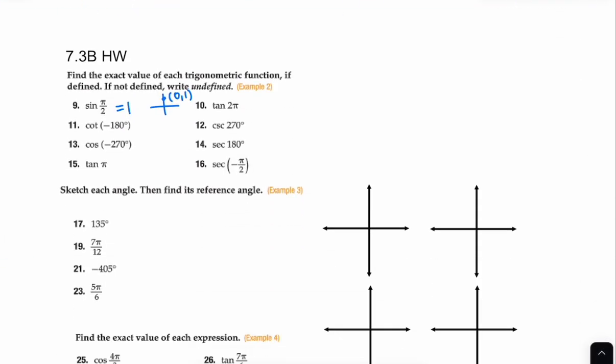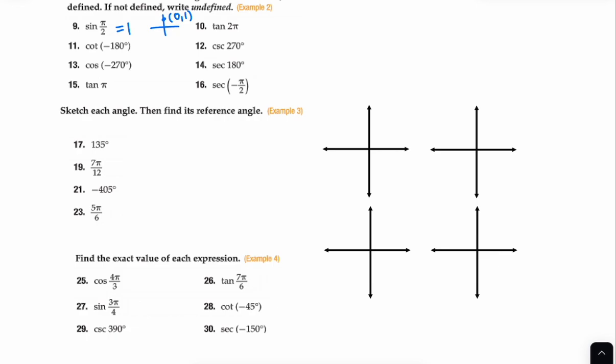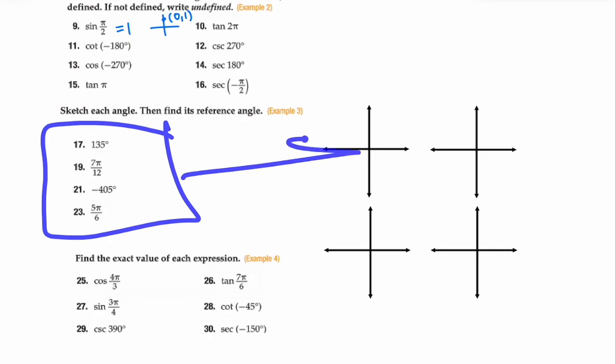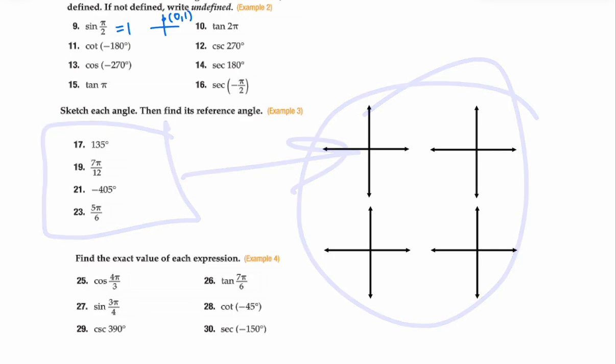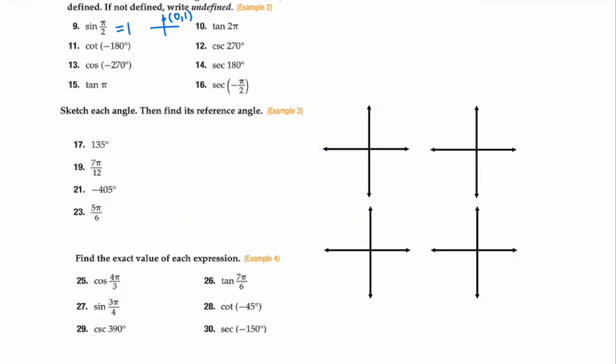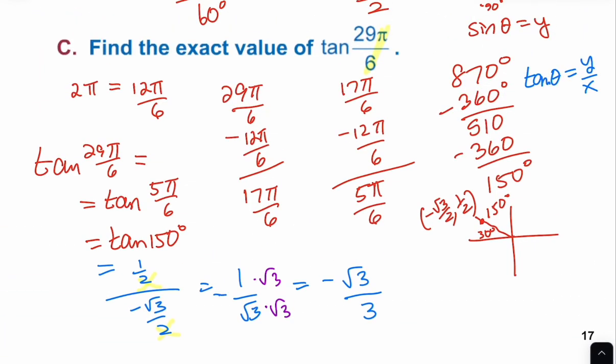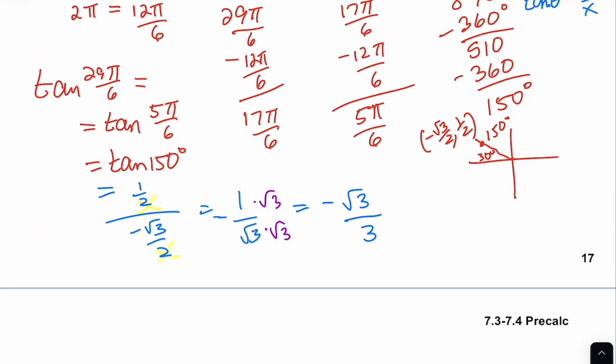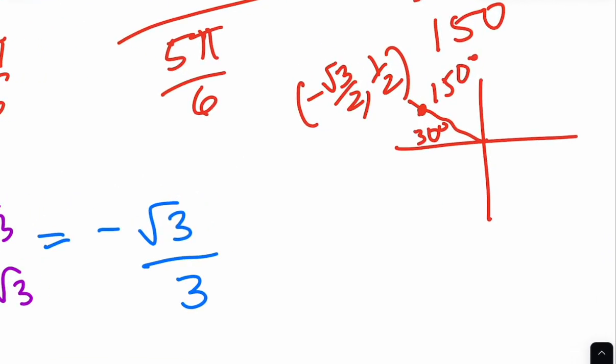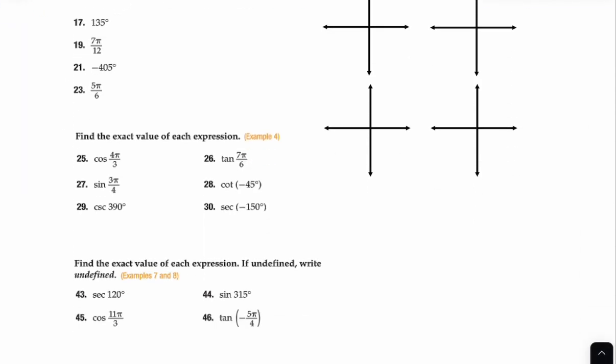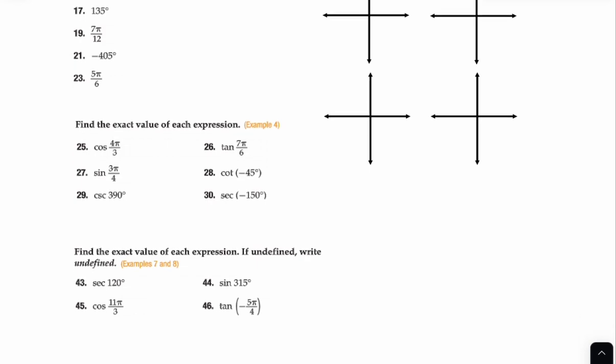For these ones you're just drawing over here. I've provided 4 little graphs. So you're going to draw the angle and then put the little reference angle, like I did right here exactly. Even if you want to put the little swirly thing. Okay, so that's what you're doing for that section.